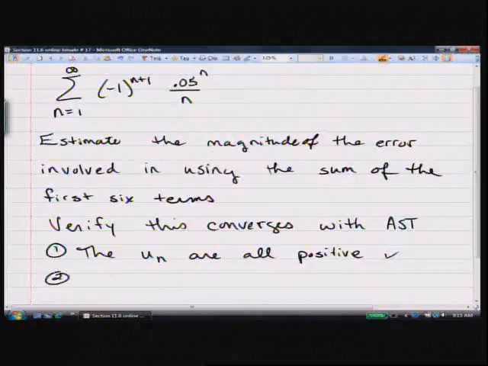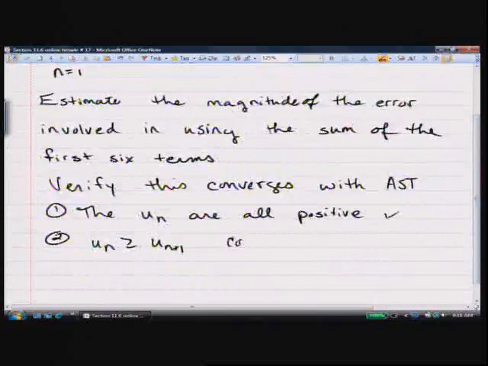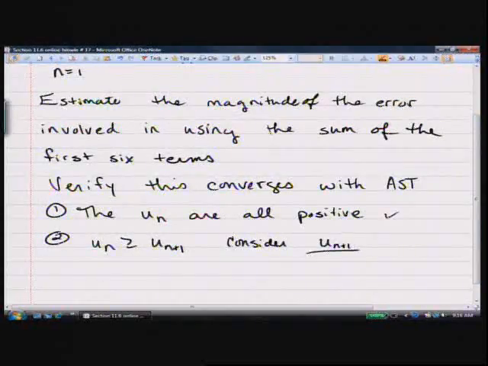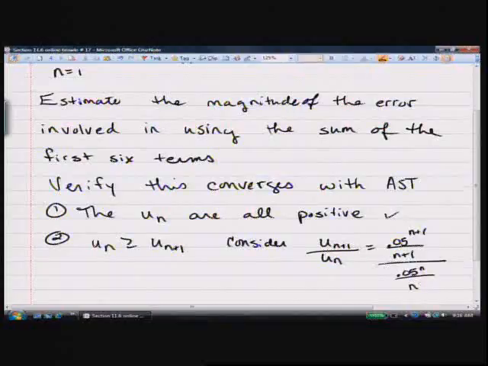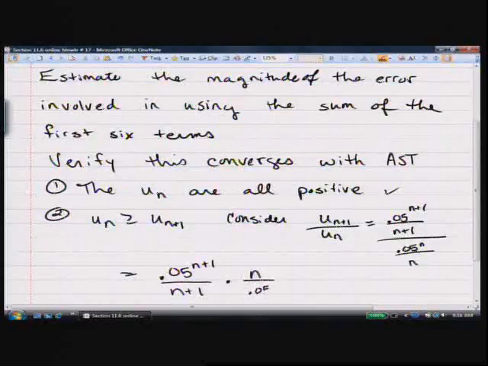Now we want to know, is u sub n plus 1 less than u sub n, or is u sub n greater than or equal to u sub n plus 1? In order to determine that, we want to look at u sub n plus 1 over u sub n. So let's consider u sub n plus 1 divided by u sub n. That's going to be 0.05 to the n plus 1 over n plus 1 divided by 0.05 to the n over n. When you flip that, you get 0.05 to the n plus 1 over n plus 1 times n over 0.05 to the n. You can think of this as 0.05 to the n times 0.05. So this is 0.05 n over n plus 1.